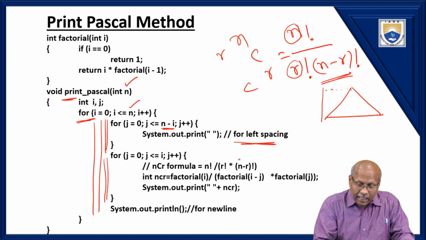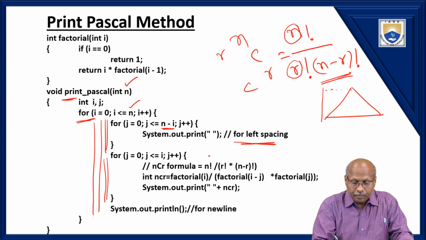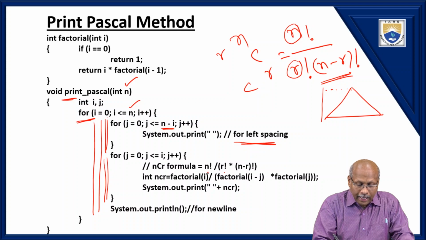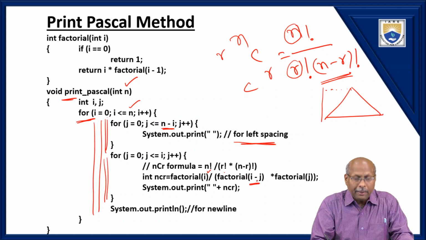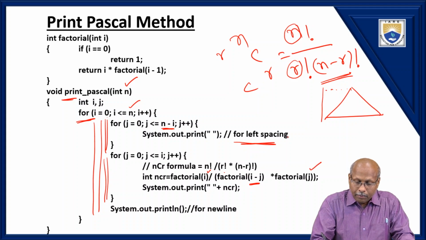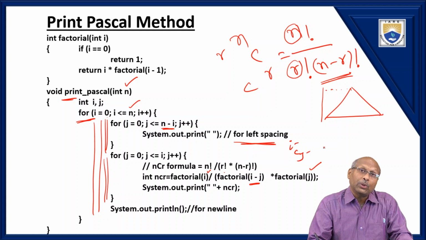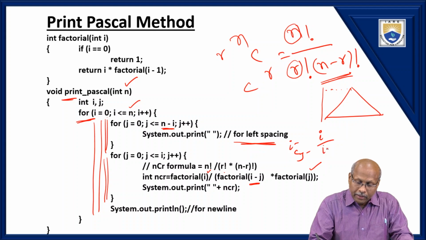Here this i means the row number and column number. N factorial by r factorial into n minus r factorial. So this r value, now I will decide. Now this i is my row, i minus j is my column. Means j is the column, because iCj: ith row, jth column is nothing but i factorial by i minus j factorial into j factorial.